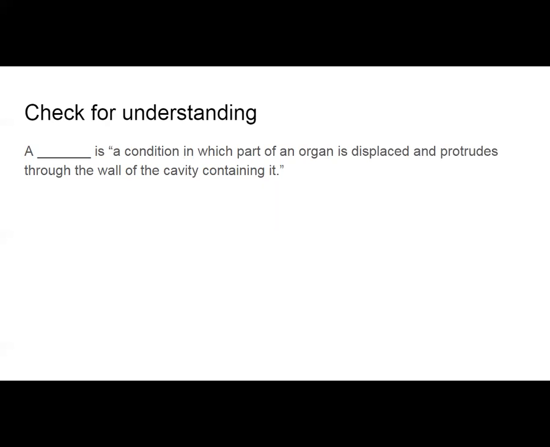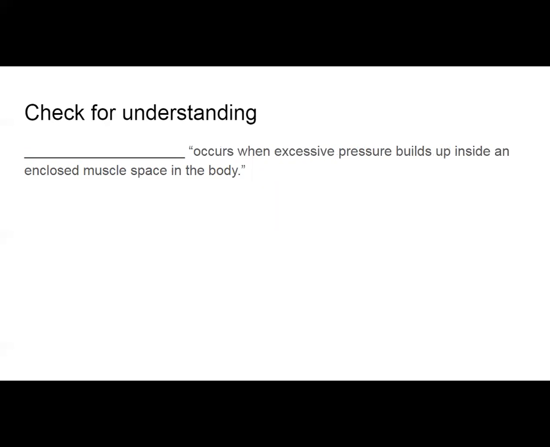A blank is a condition in which part of the organ is displaced and protrudes through the wall of the cavity containing it. Hernia, good. A blank occurs when excessive pressure builds up inside enclosed muscle space in the body. Compartment syndrome.